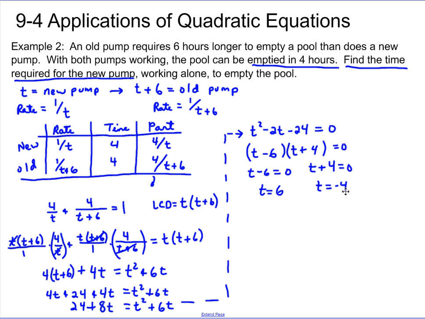Now we go back up to the context of the problem. It says, find the time required for the new pump working alone to empty the pool. Well, we can't use a negative answer. There is no negative time. So in our case, this turns out to be an extraneous solution.